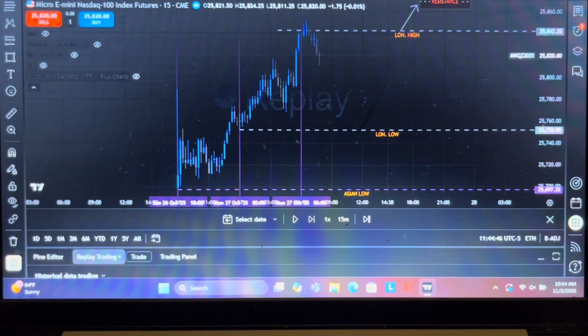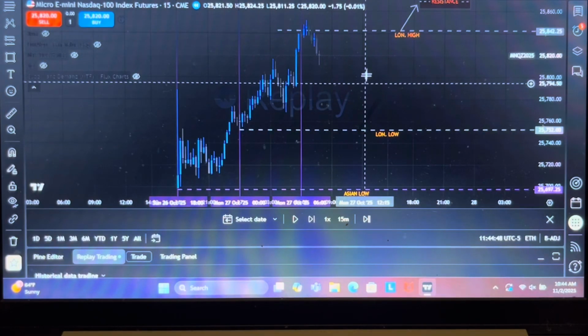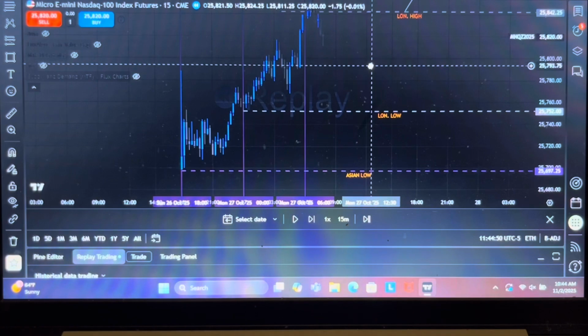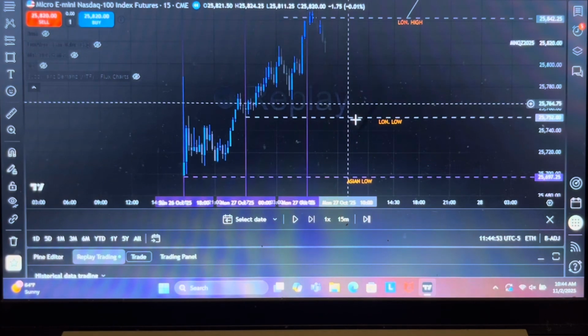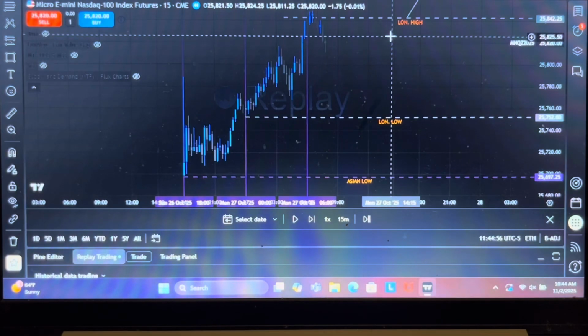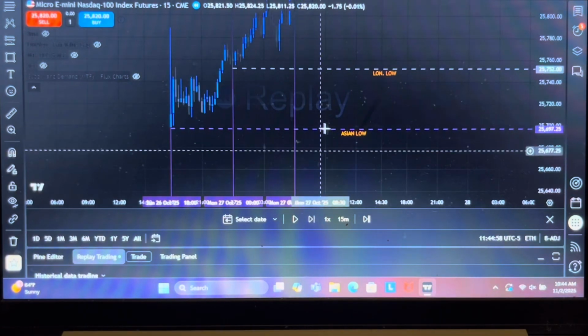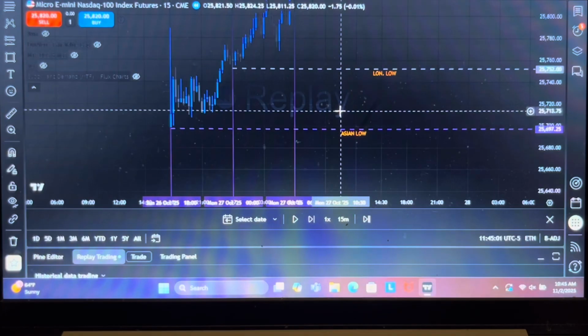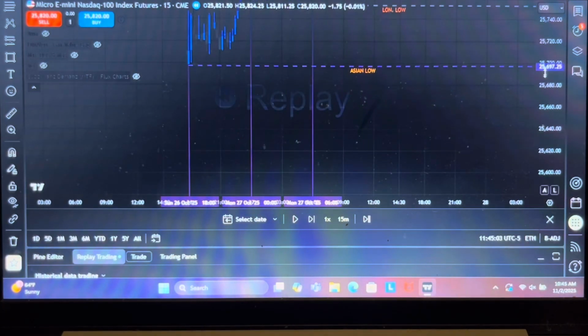So as you can see, based on the chart, NQ was at an all-time high, so it does probably have to come back down to collect liquidity. So it may come and collect it from that London high, or it could do it from this Asian London low or this Asian low.